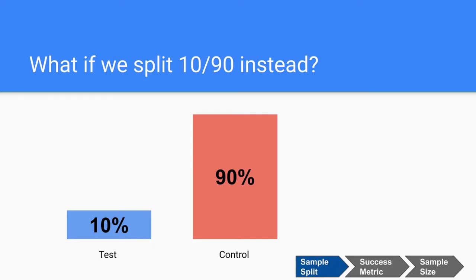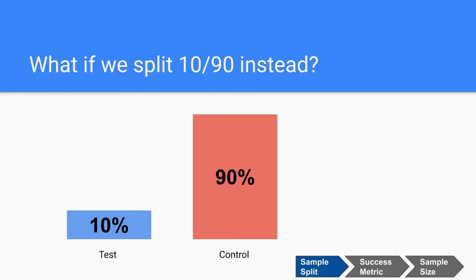Oh, I know then. Why don't we do a 10-90 test instead of 90-10? Make the test group 10% and the control group 90%. Remember, it's still the smallest group that determines the power. Here, 10% is the smallest group, even though it's the test group, so the 90% control group is quite irrelevant.